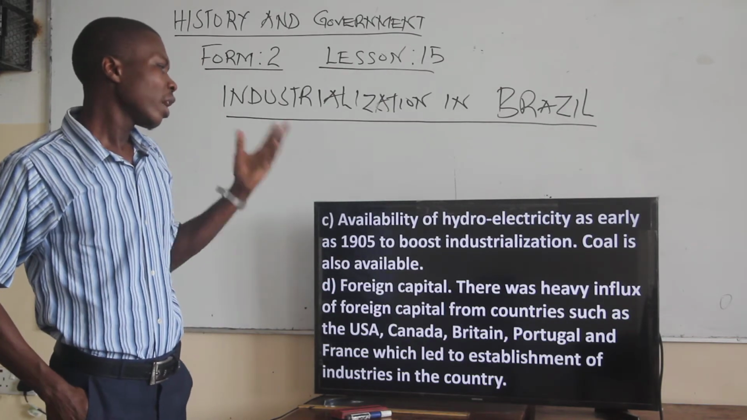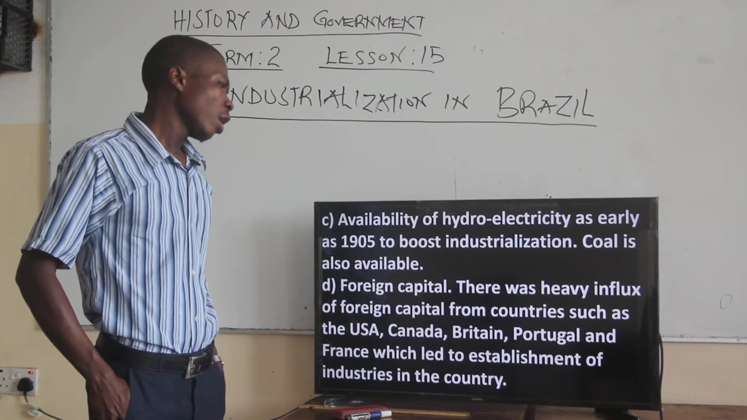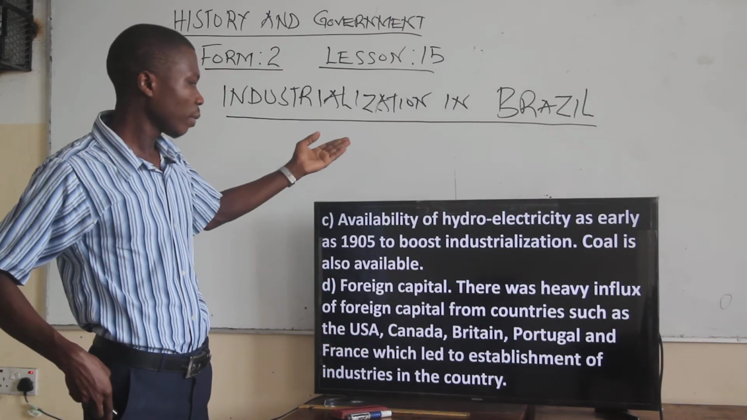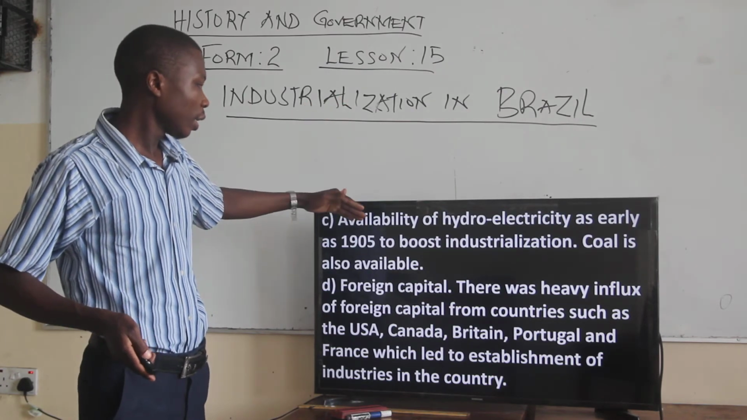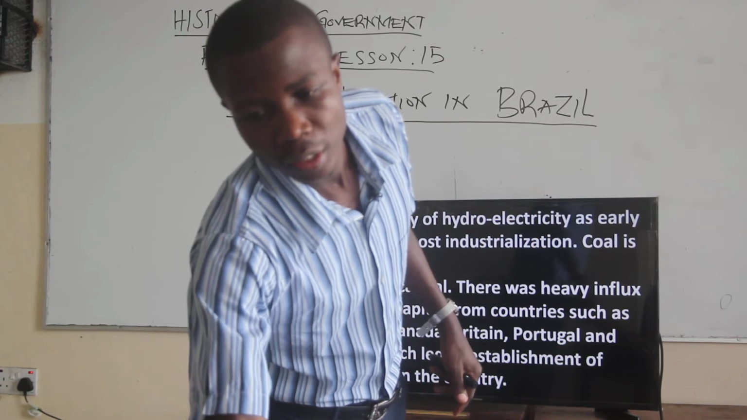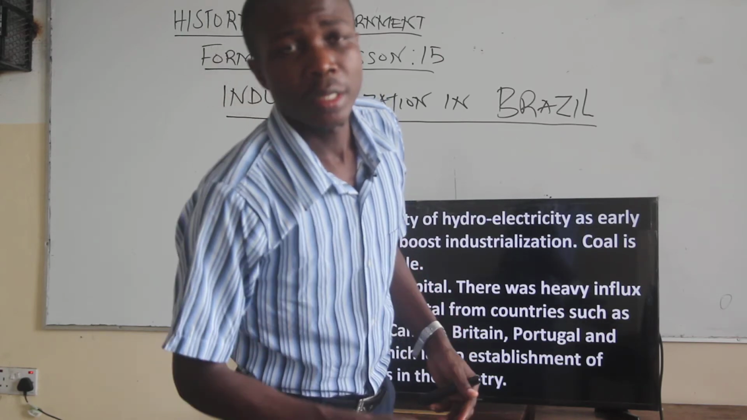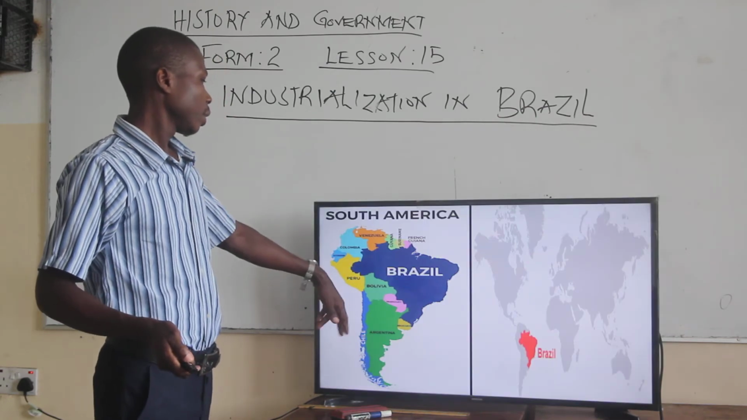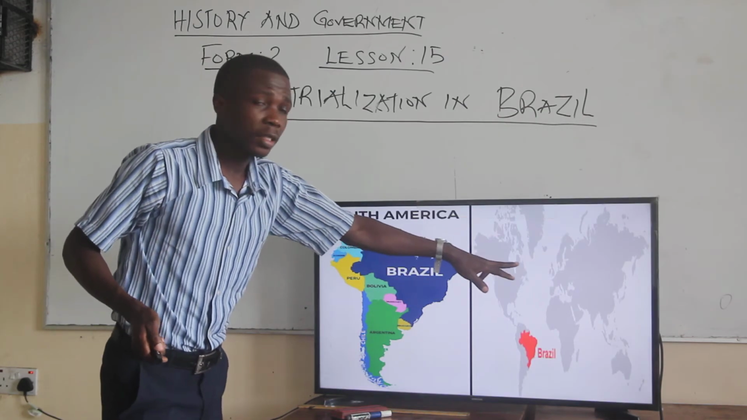So there was a heavy influx of foreign capital from countries such as the United States of America. The United States of America is a neighbor. You can see it here, the United States is somewhere here.